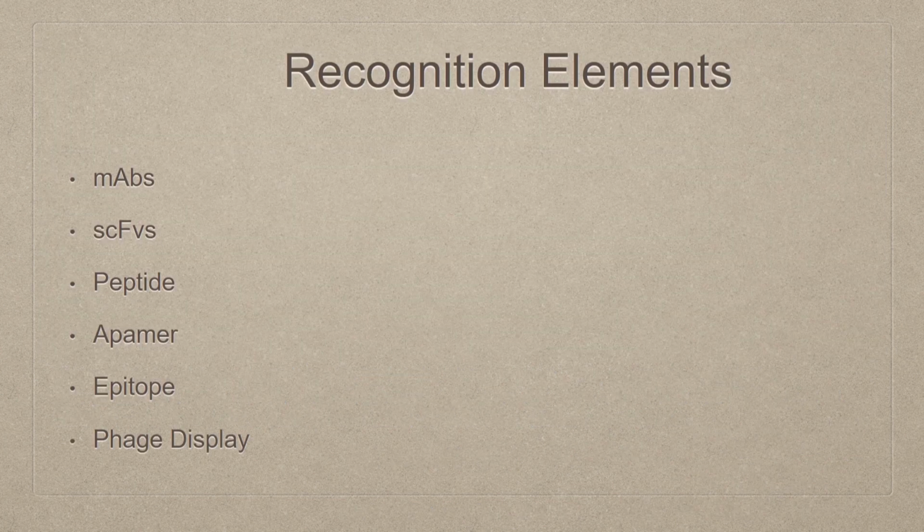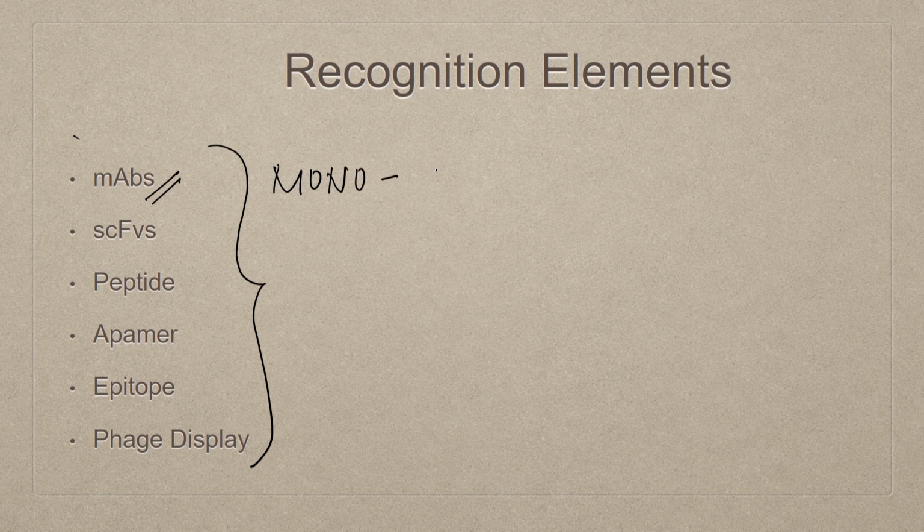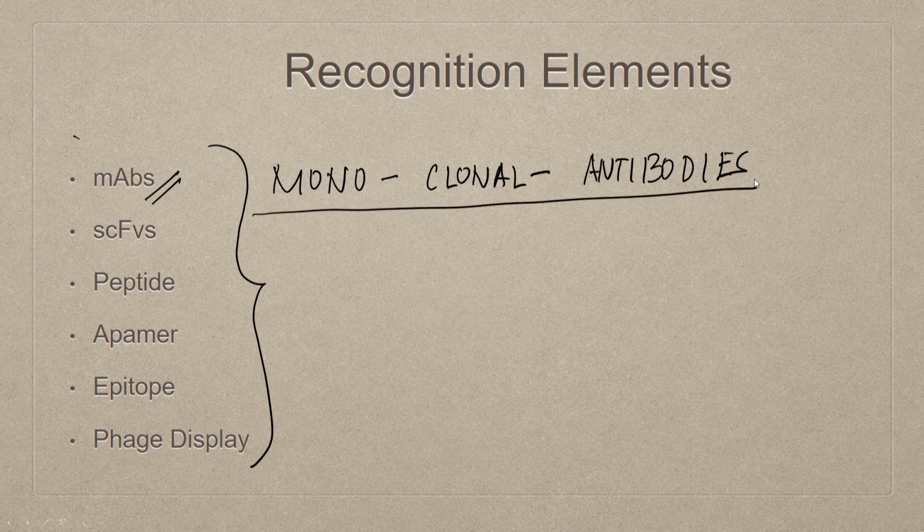In terms of the recognition elements, the first one we will be discussing is monoclonal antibodies. As the name indicates, mono means single, and clonal means it is clonally produced. For those of you who are not from a biology background, or who haven't heard this word, the first word you have to understand is antibodies.